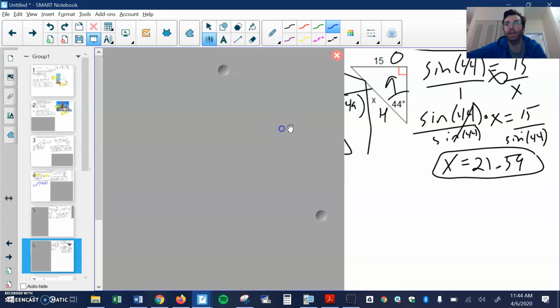Over here, number 8, 44 is my reference angle. This is the opposite. This is my hypotenuse. Sine of 44 is the opposite, which is 15, over the hypotenuse, which is X. X in the denominator, which means I'll divide 15 by the sine of 44.